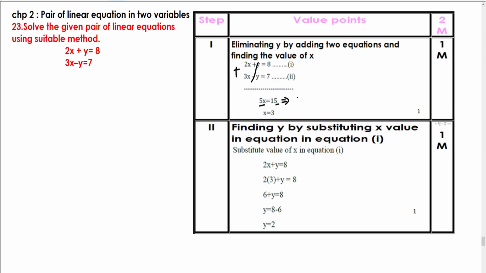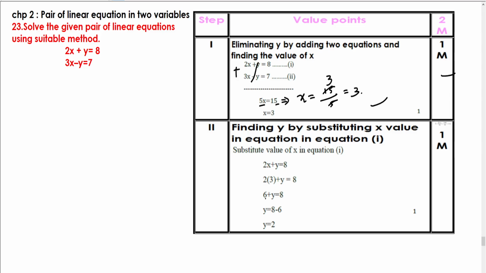Now you take 5 to the right, becomes 15 upon 5. 5 ones are 5, 5 threes are 15. Then you get x is equal to 3. For getting x is equal to 3, you will get 1 mark. Now finding y. Substitute the value of x is equal to 3 in equation 1. 2x plus y is equal to 8 is the equation. Put the value of x as 3. You will get 2 threes are 6 plus y is equal to 8.